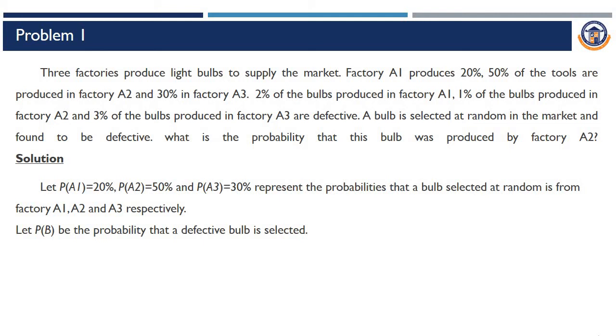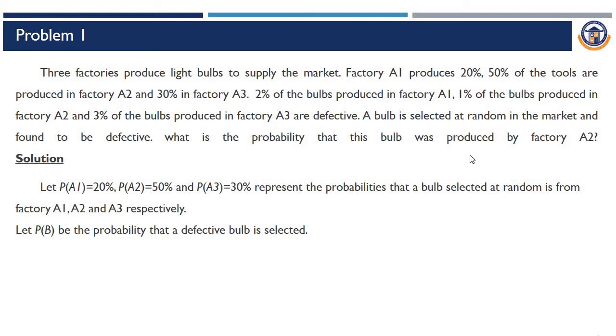2% of the bulbs produced in factory A1 are defective, 1% of the bulbs produced in factory A2, and 3% of the bulbs produced in factory A3 are defective. So the defective bulbs are 2%, 1% and 3% for factories A1, A2, A3 respectively. A bulb is selected at random in the market and found to be defective. What is the probability that this bulb was produced by factory A1?